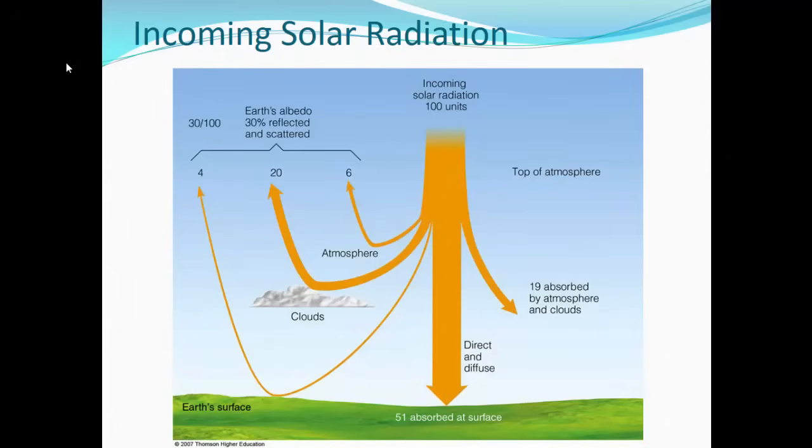So here's your solar energy balance. 51% absorbed at the surface, 19% absorbed by atmosphere and clouds. About 30% is reflected and scattered. 4% may be reflected back, 20% reflected and scattered by clouds, and about 6% reflected and scattered by the actual atmosphere.